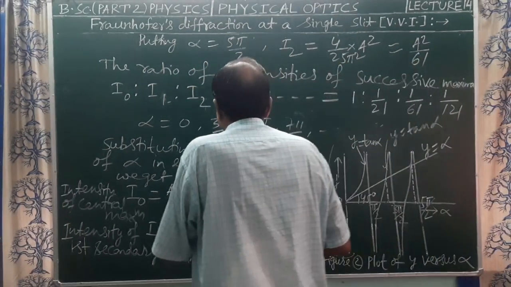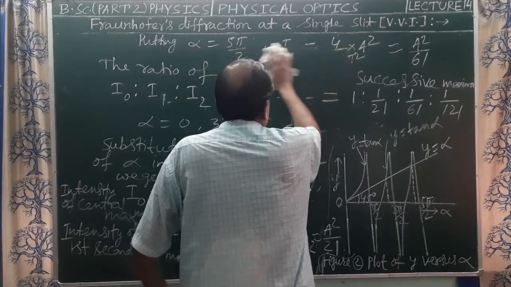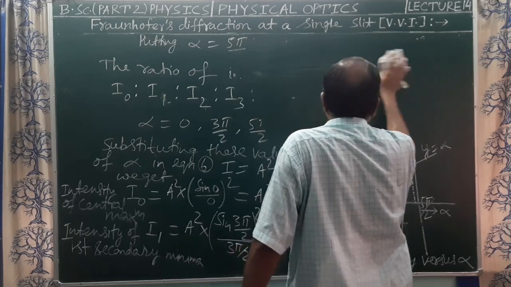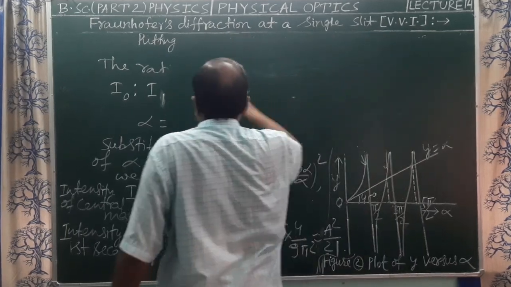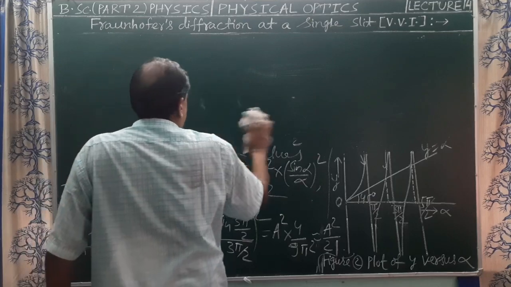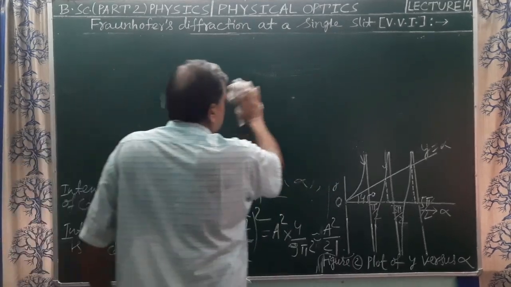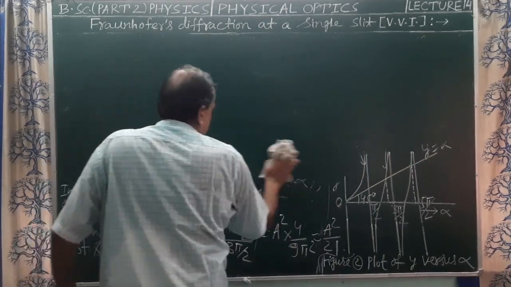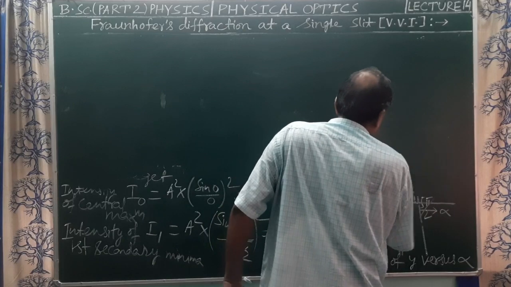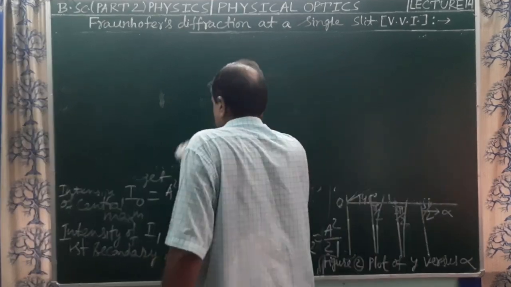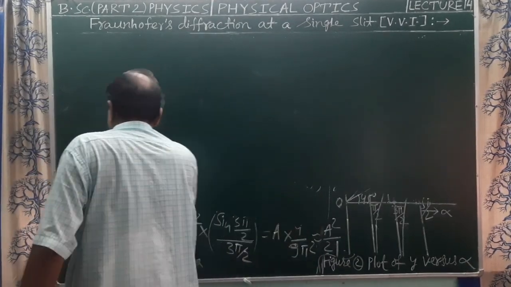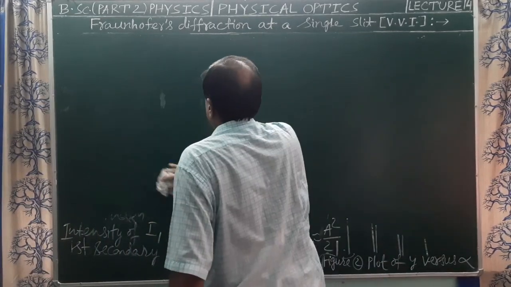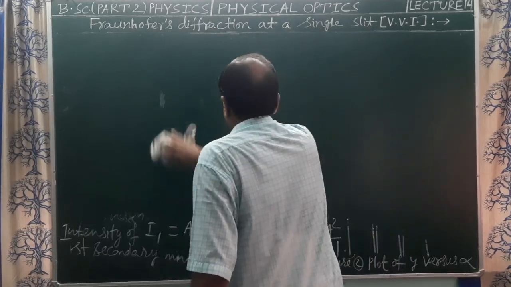Now we can plot the intensity distribution, the intensity pattern of Fraunhofer diffraction at a single slit, that is, the variation of intensity of light with diffraction angle theta, which will be the final graph in case of Fraunhofer's diffraction at a single slit.